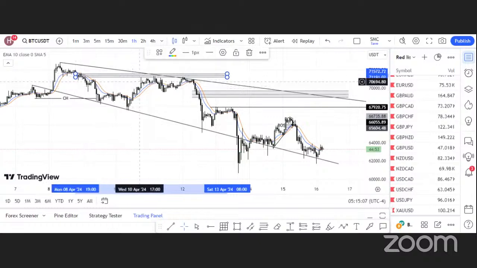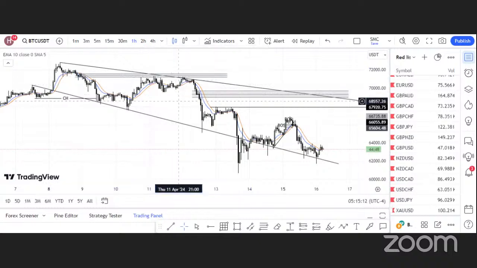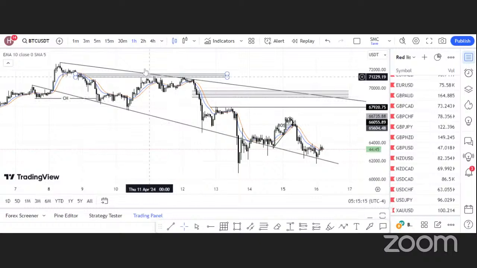And as you can see, when the market got to that point, what happened? The market started selling to the downside.